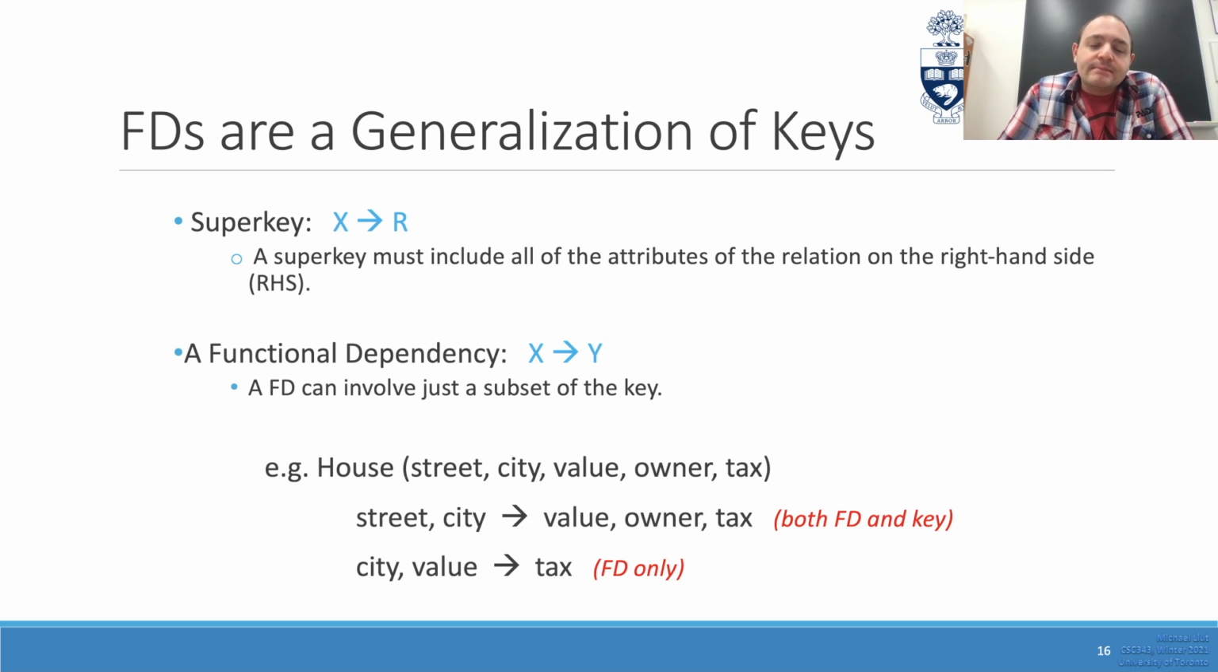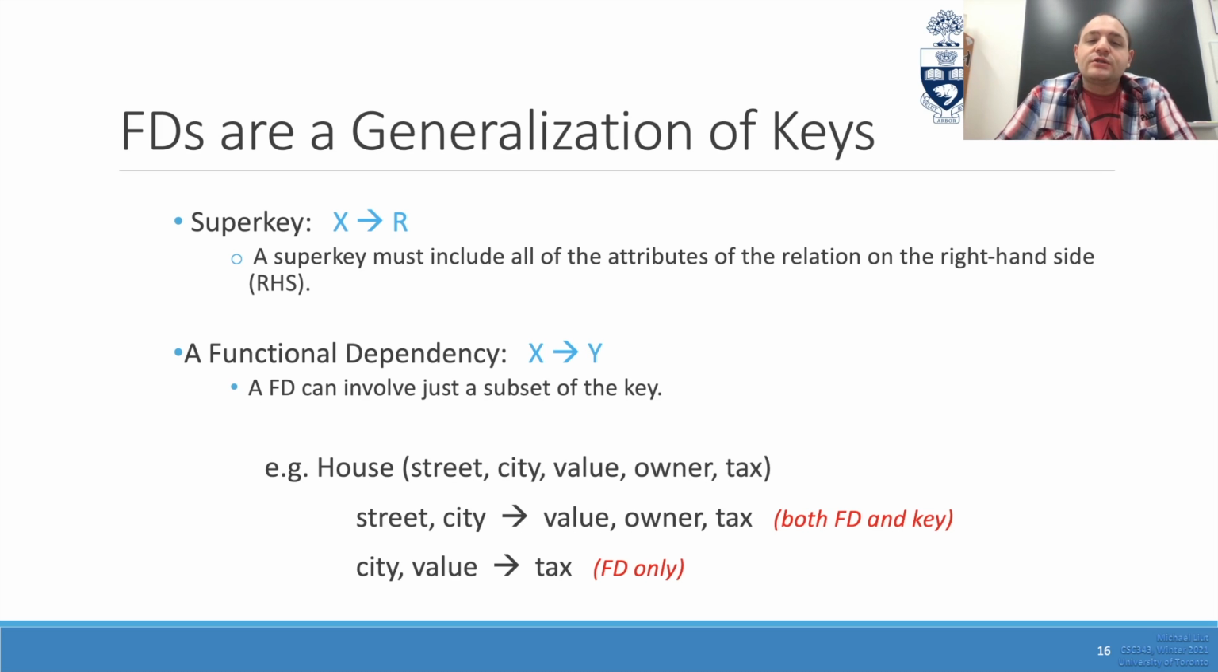Now, FDs themselves are a generalization of the idea of keys, which is why I alluded to the fact that they're usually a candidate key. They're really often just a super key in even more general form. So a super key, something like X infers R. Well, a super key must include all of the attributes of the relation on the right-hand side, also short formed as RHS in capitals. A functional dependency, something like X infers Y: Y is functionally dependent on X.